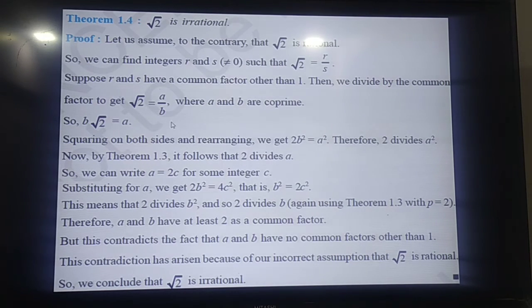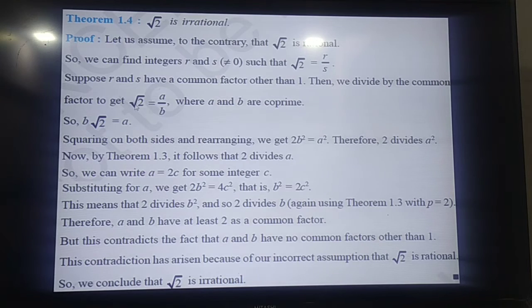a by b. Now this a and b are coprimes. Coprimes means a and b do not contain any common factor other than 1. A and b are coprime, b is not equal to 0, and a and b are both integers. That is the condition. So instead of all this, you can start here also. If you want to skip all these steps, then you can start: let us assume that root 2 is rational, where root 2 equals a by b, where a and b are coprime numbers, a and b are integers, and b is not equal to 0. You can start from this also.